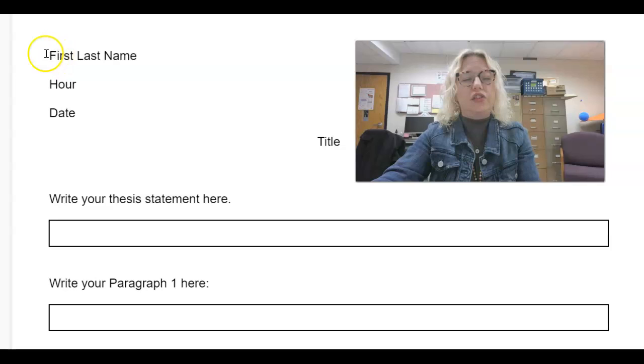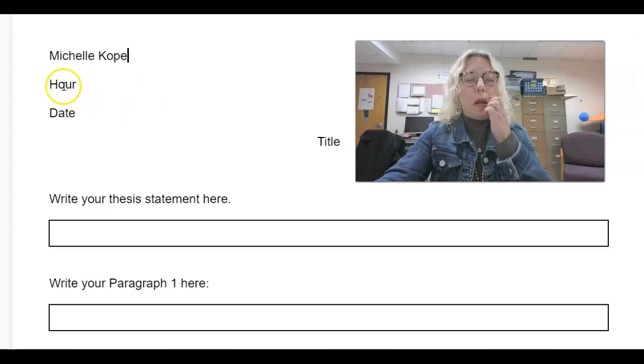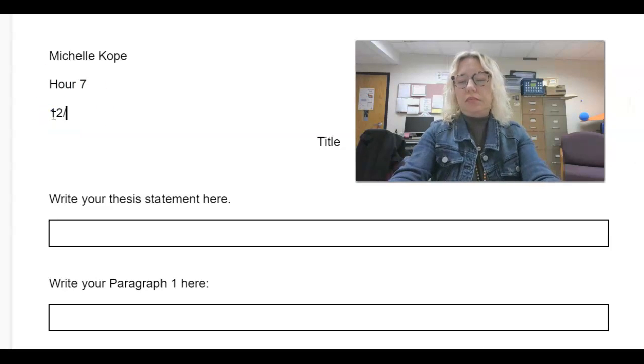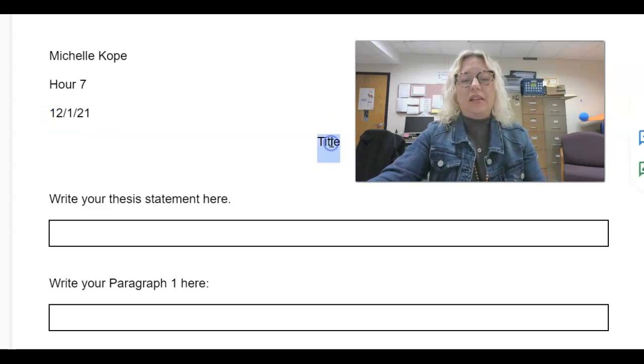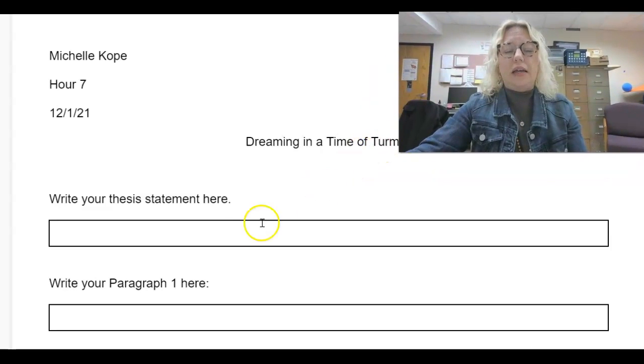And what I'm going to ask you to do is to just change this information. So instead of first, last name, you're going to put your first and last name. So if it were me, because I'm me, I would type Michelle Cope. And then I would type the hour that I have class, hour 7. And then I would type the date. And then give the paragraphs a title. Dreaming in a time of turmoil. I'm going to call mine.